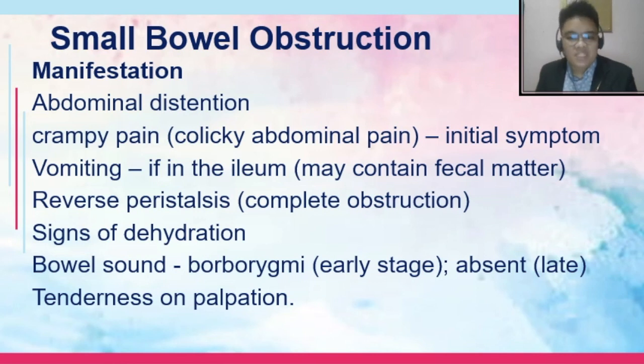Again, for the vomiting, it may contain fecal matter if the obstruction is somewhere in the ileum. Reverse peristalsis occurs in complete obstruction. What do I mean by reverse peristalsis? So instead of the peristaltic movement to go down the GI tract, the tendency is for the food to be propelled, or for the chyme to be propelled, upwards. For that reason, your patient is having fecal matter in the vomitus.